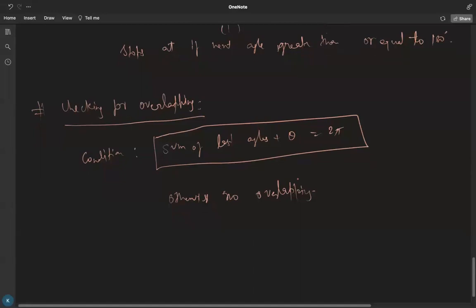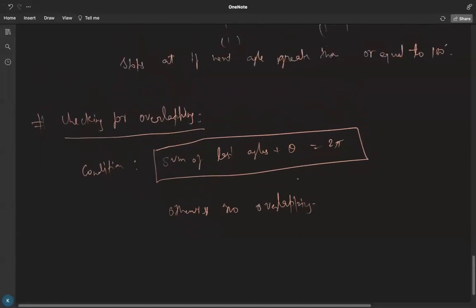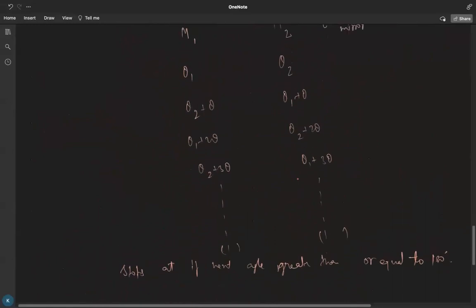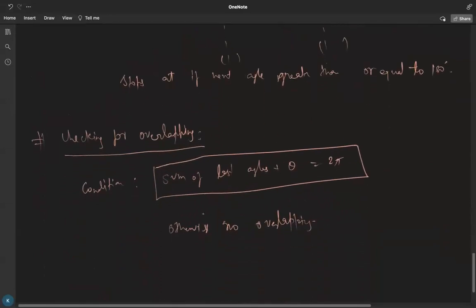Look here. What I want to tell you is that you have to stop where the next angle would be equal to or greater than 180 degrees. That means you should not take any angle beyond 180 degrees. And the second thing is that in some cases it's possible that two images overlap each other. So how can you check whether two images overlap? Add the last two angles and the angle between the mirrors. If the sum is 2 pi, then there is overlapping, otherwise there will be no overlapping.